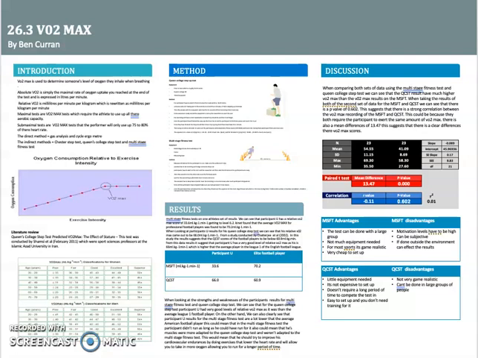For elite athletes, VO2 max is essential as it allows them to perform at a higher level of performance for a longer period of time. This means their fatigue is less, which allows them to compete for longer.